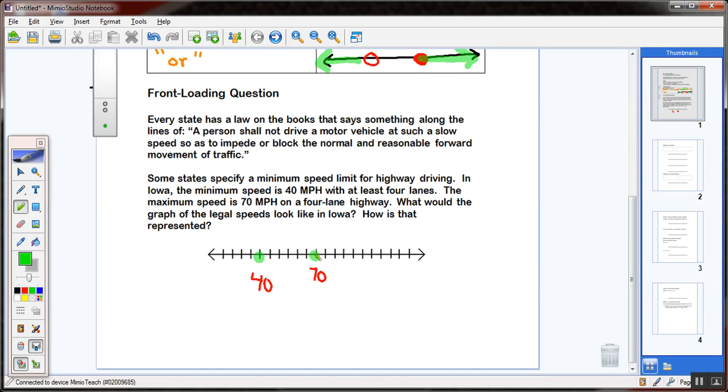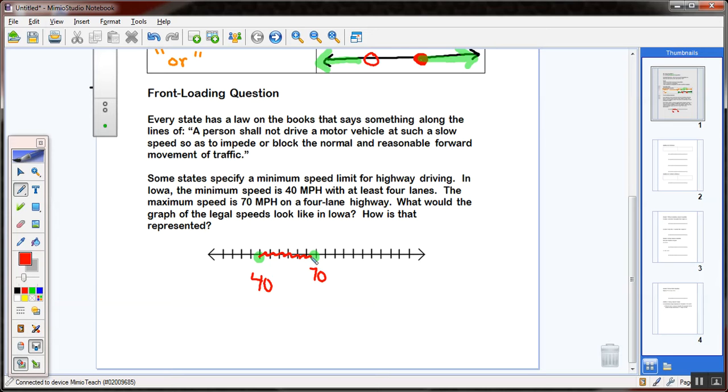So the question becomes this: what's this going to look like graphically? Where would I shade that represents the possible speeds I could drive on a 4-lane highway? Where would you tell me? What should I graph? Where should I shade so that these are possible speeds that I could drive on the interstate? In between, okay? You're saying right here, you know what? We can drive any speed between 40 and 70. Okay?